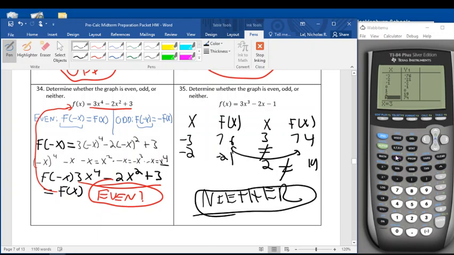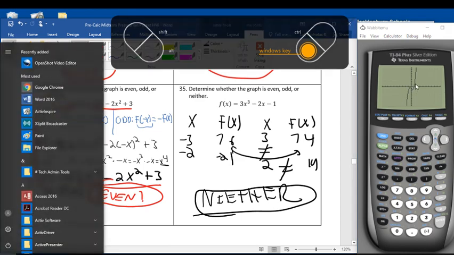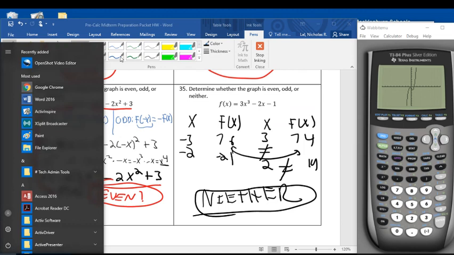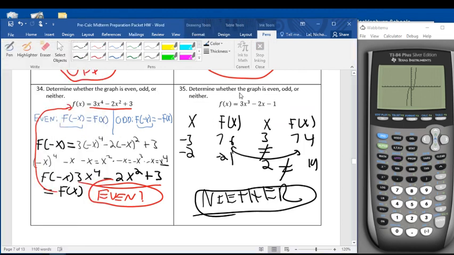You can also just kind of tell with the graph. It doesn't have symmetry. It's not rotated about the origin, not reflected across the y-axis. You might think it could be, but it isn't.